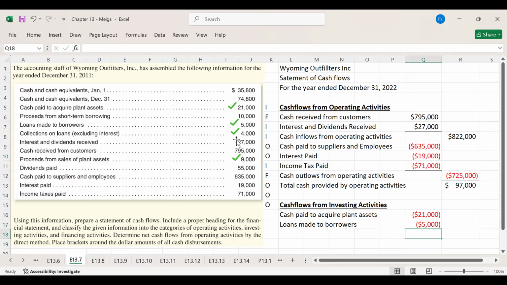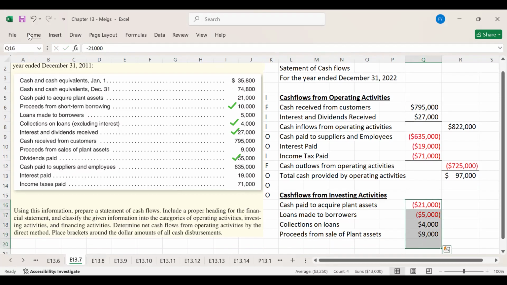Then we have collections on loans, which is 4,000. And then proceeds from sale of plant assets. Purchase and sale of plant assets, property, plant, equipment, any long-term asset, purchase and sale. So these transactions belong to investing activities. So we have 9,000 here. By adding all these, we get 13,000 negative. Negative means we are using the cash.